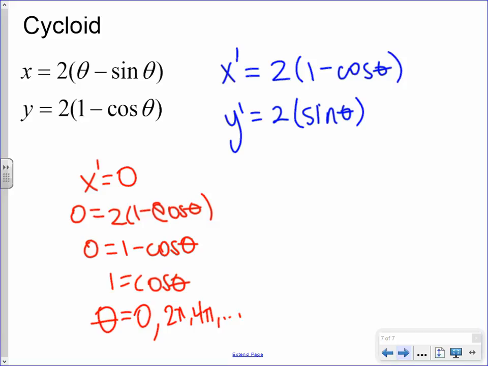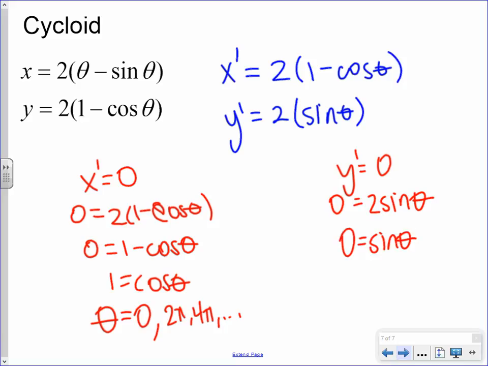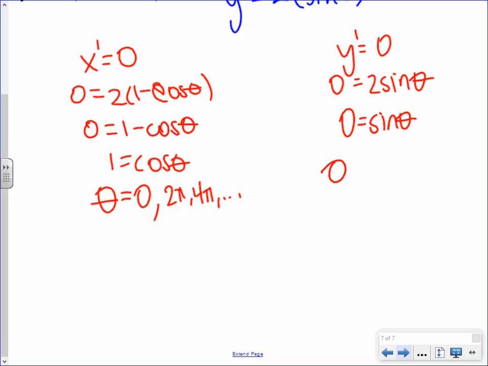You just want to set them equal to zero, and then see where they overlap. It is simpler to look at them separately and see where they have overlap. If you set those equal to each other, it might not be as pretty of algebra. Okay, so now we can look at where y prime is equal to 0. If we set them equal, we're looking at where they're equal, not where they're equal to 0. So it's just 0. So when is sine equal to 0?